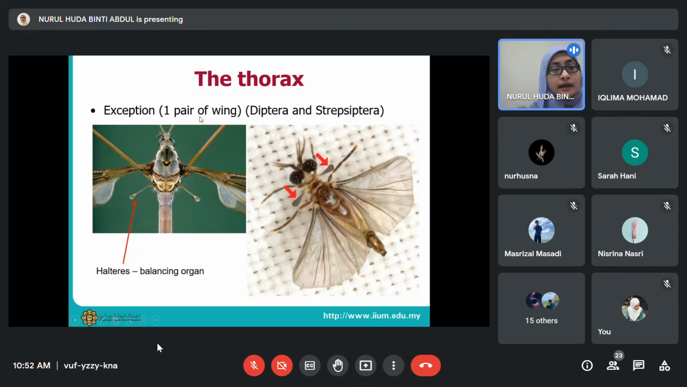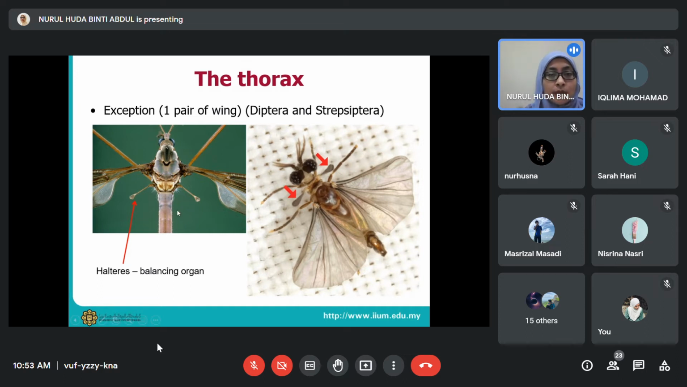And like I said, there are always exceptions. Okay, here we have two groups, Diptera and Strepsiptera. Okay, Strepsiptera ni not very common, but I still mention to you lah, yang ni payah nak nampak because it's very small. It's hyperparasitoid, which is parasitoid to other parasitoid. So we call it hyperparasitoid. It's very, very tiny. And for dipterans, this is the common group. Okay, you have mosquito, you have housefly. So that one is from dipterans.